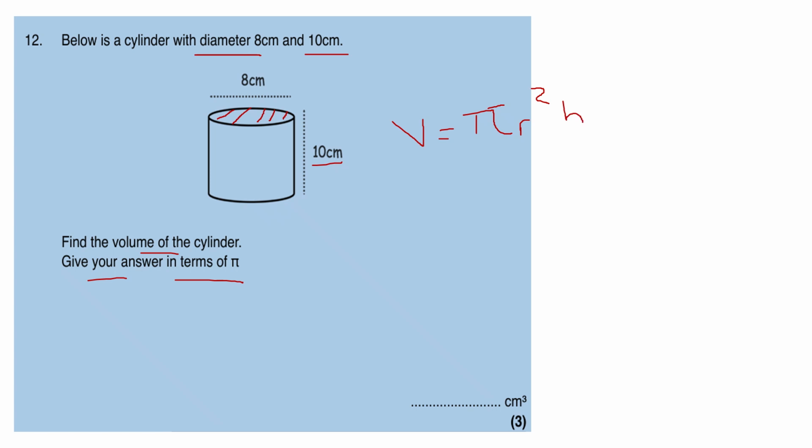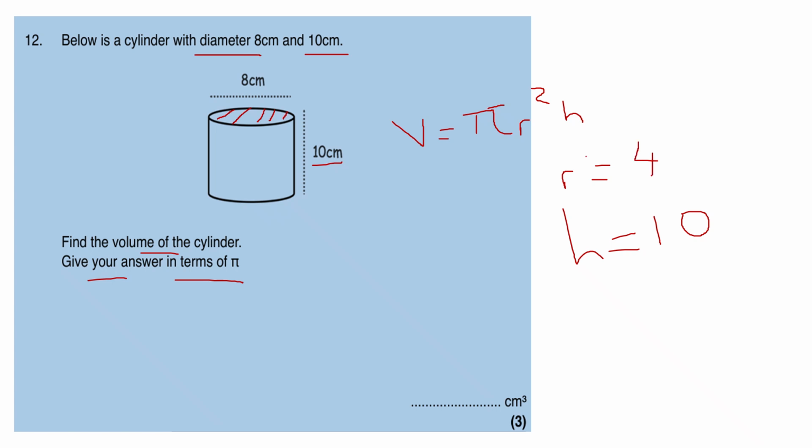So what do I know? Well, h is equal to 10. Do I know r? I don't know what r is, which is the radius, but I can work it out. If the diameter is 8, the radius will be half of that, so half of 8 is 4. So now we've got it.